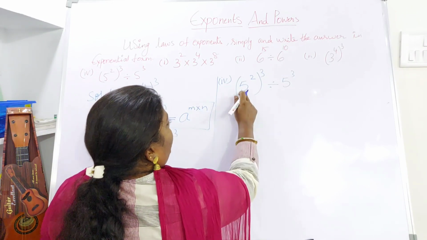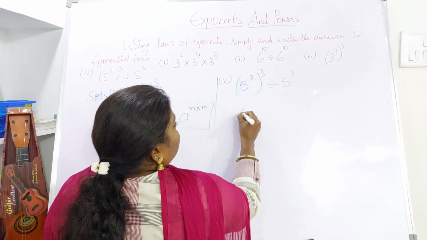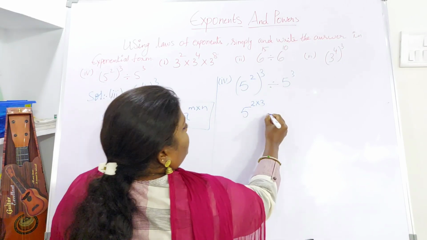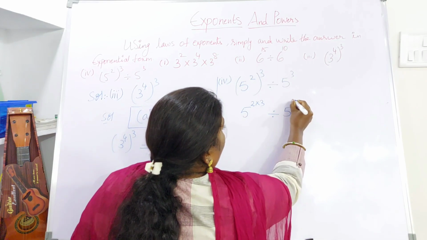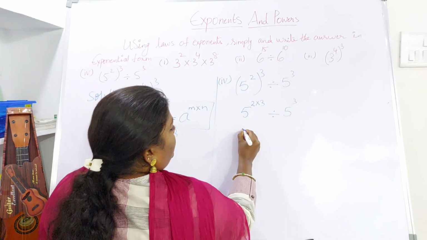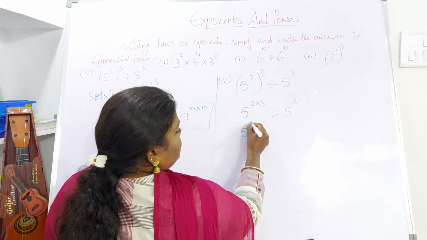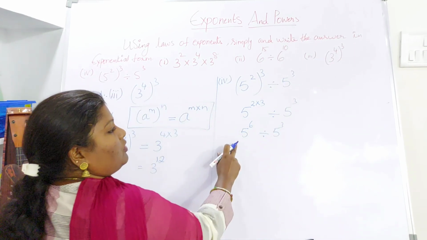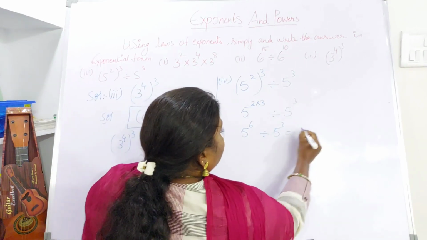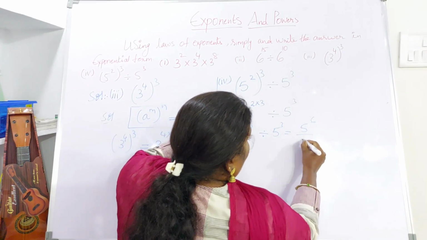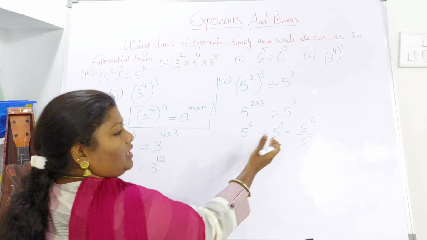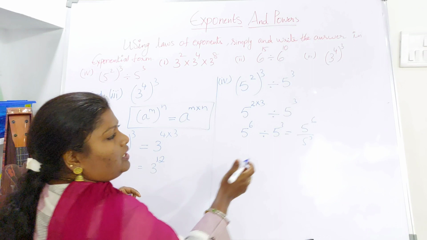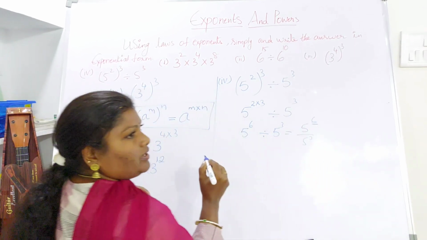So it is a power m whole power n, so that is nothing but 5 to the power of 2 into 3 divided by 5 to the power of 3. Now it is nothing but 5 power 6 divided by 5 cube. Now again you have to check whether the numerator power is bigger or the denominator power is bigger. Now you have numerator power is bigger.